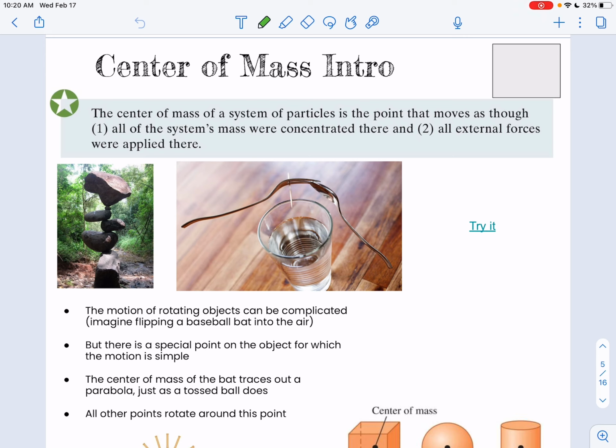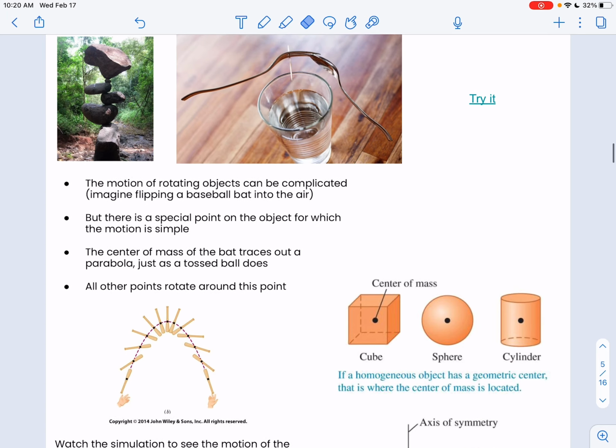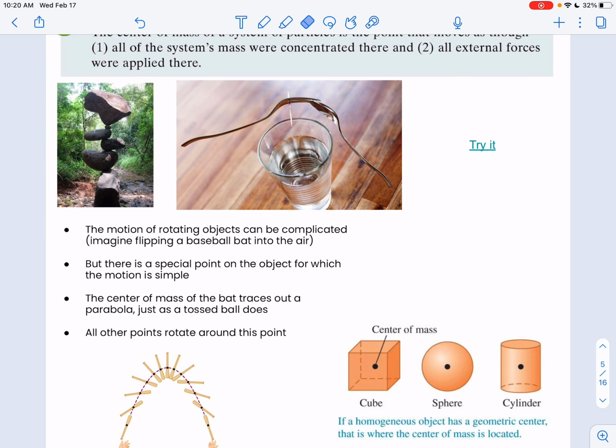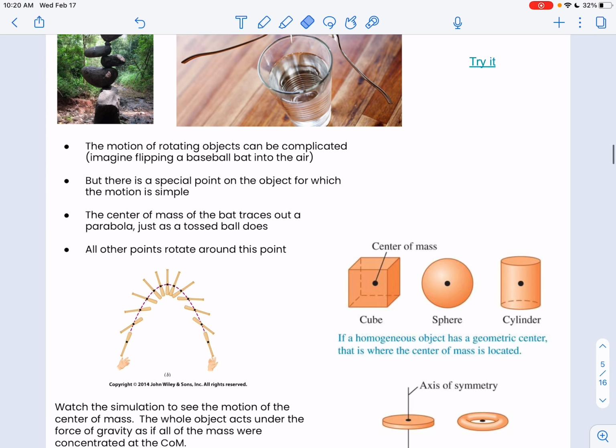That's why when we draw a force diagram, we would just draw it as a dot, no matter what it looks like, because we're treating the center of mass as where everything's happening. You can try these balancing tricks if you want. There's a little video. This is kind of fun. We did this in summer school, or summer camp.